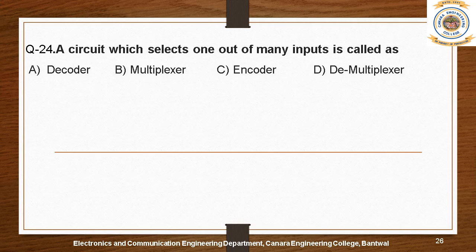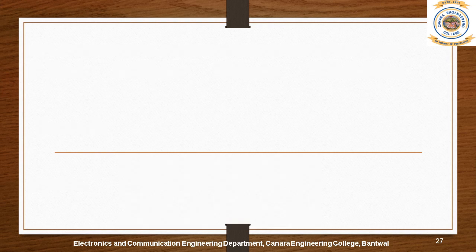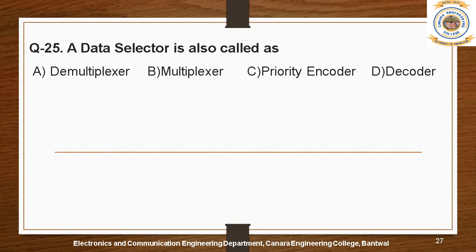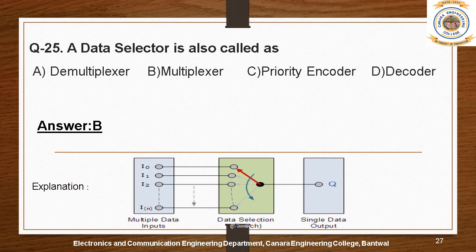A circuit which selects one out of many inputs is called, obviously, a multiplexer. The reverse process: many inputs are given and they have to pass through a single line. A data selector is also called, again, the same question. Data selector it is. It is not a distributor. Data selector is multiplexer. Data distributor is demultiplexer. Reverse process.